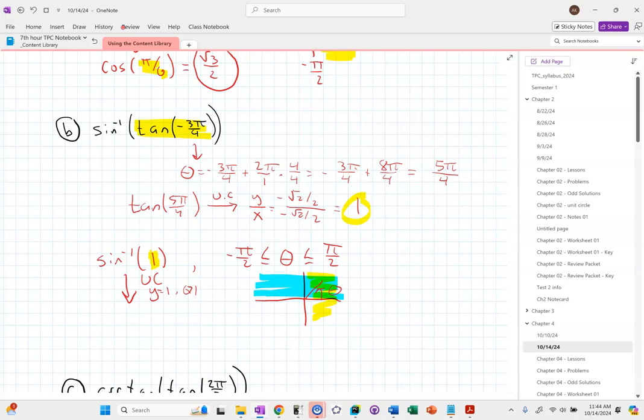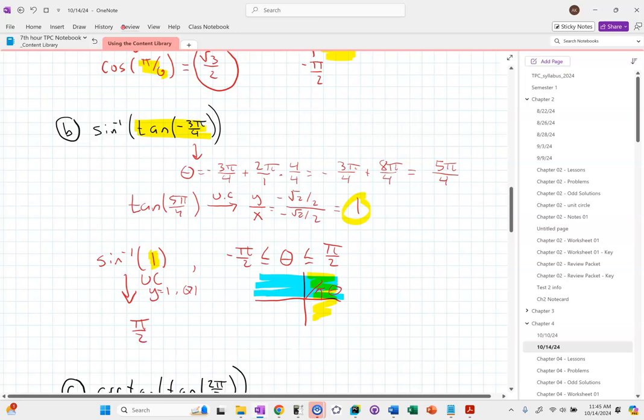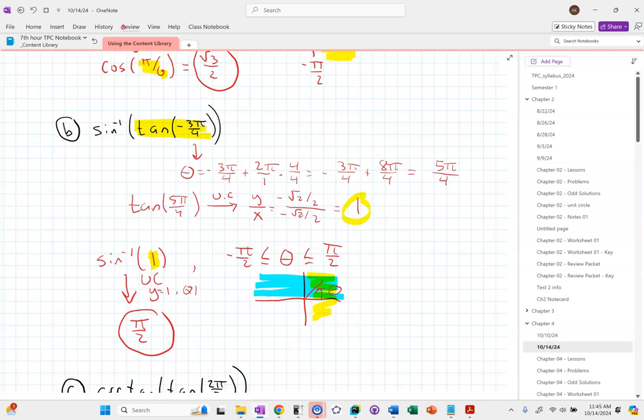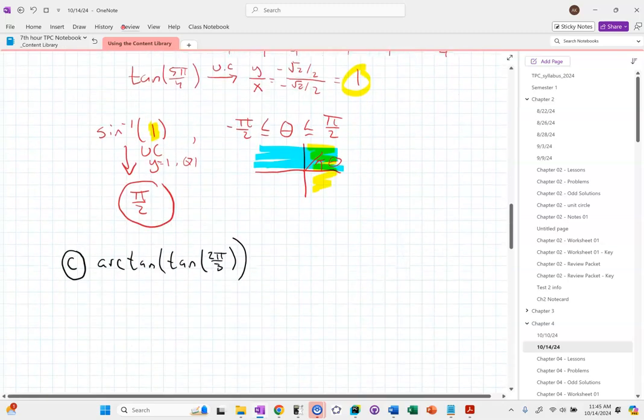What angle in radians do we find? Looking in quadrant 1 for the y coordinate equal to 1, what angle do we find? 90 degrees. But we want it in radians, so pi over 2. Excellent. And that's our final answer. Everybody okay still? All righty.